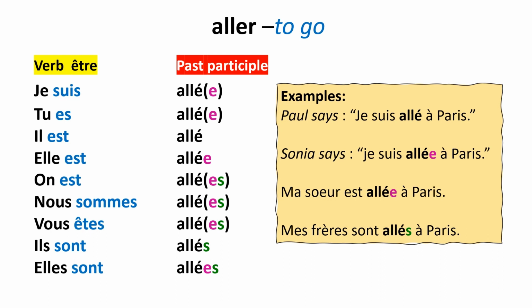If Paul is talking, he will say "je suis allé," no extra letter. If Sonia is talking, she will say "je suis allée" with an extra E. "Ma sœur est allée à Paris," my sister went to Paris, will have an extra E. And "mes frères sont allés à Paris" will have an extra S.